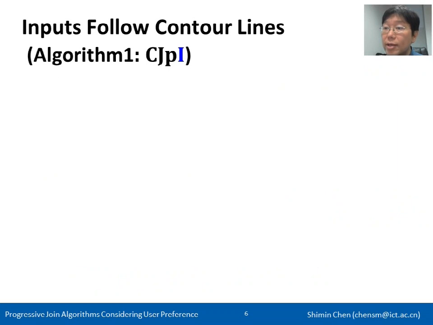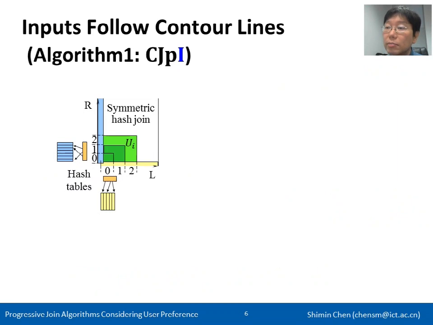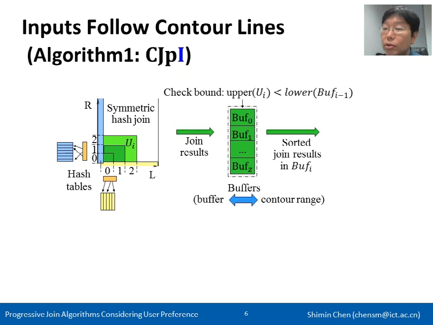We propose several variants of contour joins. In the first algorithm, we perform symmetric hash join on tables L and R. Here, 0, 1, 2 correspond to the x interval and y interval in the previous figure. In each iteration, we process an interval of L tuples and an interval of R tuples. We put the join results into a set of buffers.